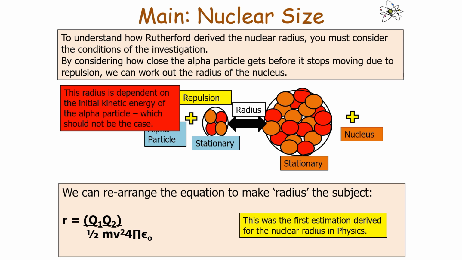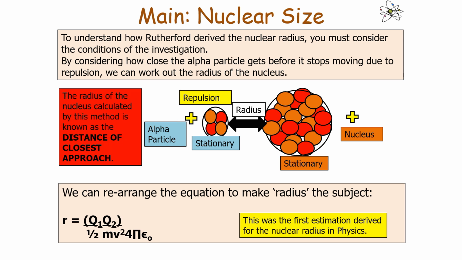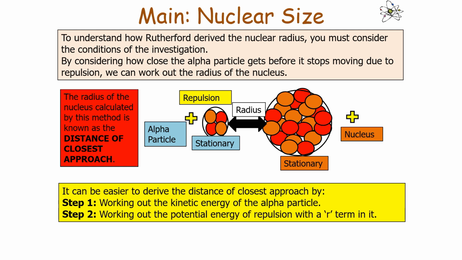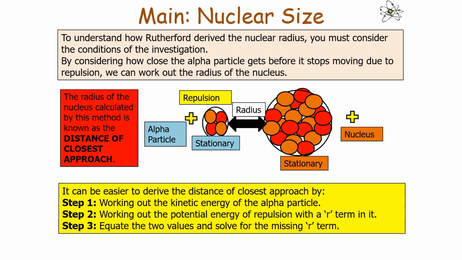So this radius that you're calculating in this particular equation is a maximum possible value of the nuclear radius, not an accurate value. So this radius of the nucleus calculated is actually better known as the distance of closest approach. It's the closest distance the alpha particle can get to the nucleus before it's backscattered. Now, we can derive the distance of closest approach by firstly working out the kinetic energy of the alpha particle, then secondly working out the potential energy of the repulsion, which has a radius term in it, then equating the two values and solving for the missing r term.